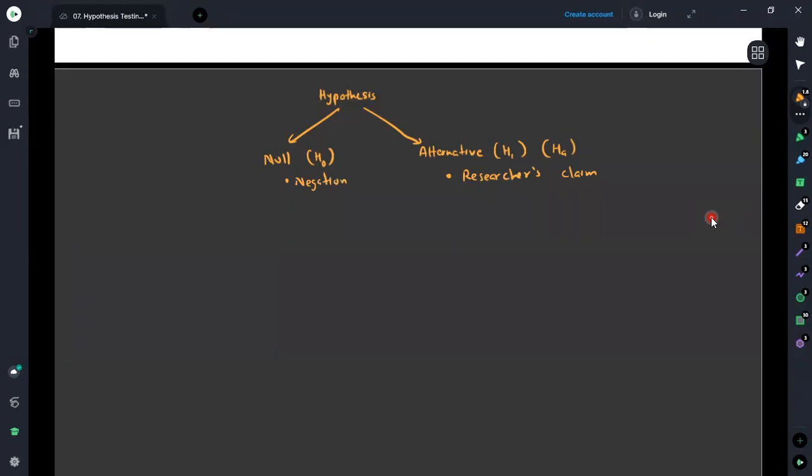The negation of the claim is denoted under the null hypothesis, and always the null hypothesis is being tested. We are never testing the alternative hypothesis. The researcher's claim is generally stated under the alternative, its negation is included in the null hypothesis, and the null hypothesis is the hypothesis which is always tested.